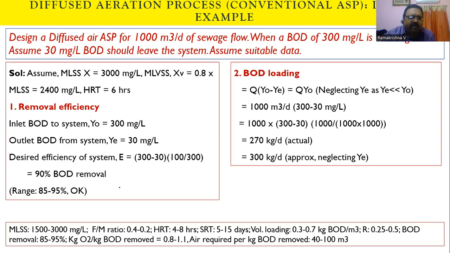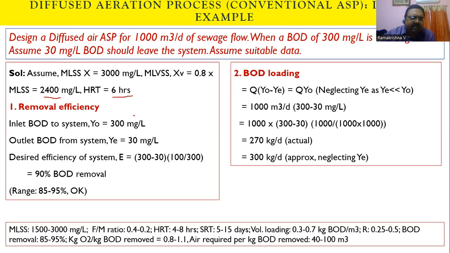As a starting value, I'm assuming here MLSS, X, is equal to 3000 milligram per liter. And then the volatile suspended solids, MLVSS, is the organic or volatile fraction of that, which is around 80% of MLSS. So 80% of 3000 is 2400. And HRT is hydraulic retention time, which I'm assuming as 6 hours.